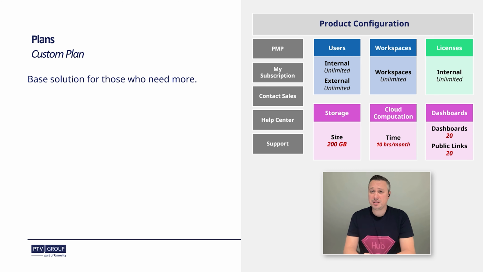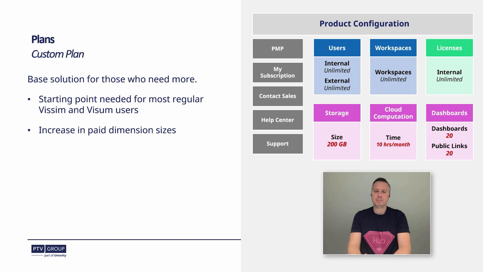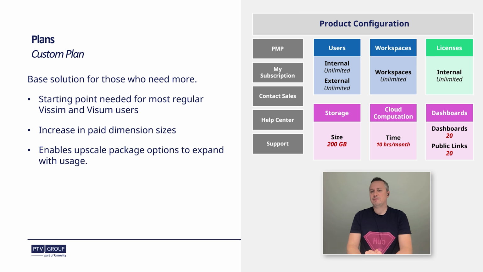When moving to the custom plan, this is an automatic jump in resources when selected. Here, we have 200 gigabytes of storage, 10 hours of calculation time per month, and 20 dashboards with 20 public links. This plan is the base level for those that need more than the entry plan, and is also that springboard to upscale from. And here, most regular Visum and Vistro users can find the custom plan to be a very good starting point.